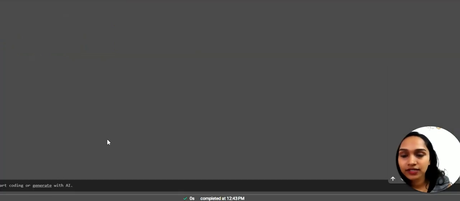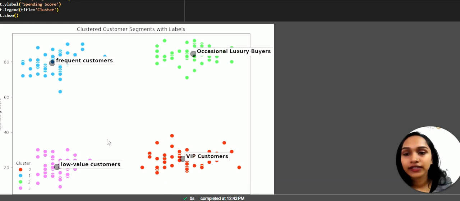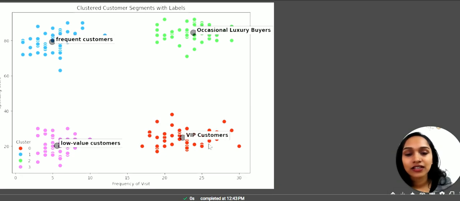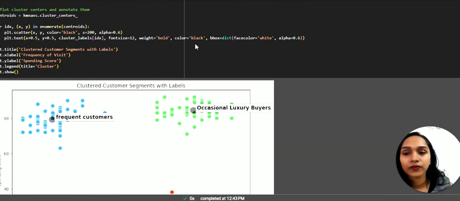Let us define the cluster names and see. Okay, so these are the frequent customers, who visit the mall frequently, but their spending score is less. These are our VIP customers who visit the mall very frequently and who spend a lot buying things. Then these are our low value customers who visit the mall very less often and who do not spend anything. And these are our occasional luxury buyers who visit the mall less often but buy a lot.